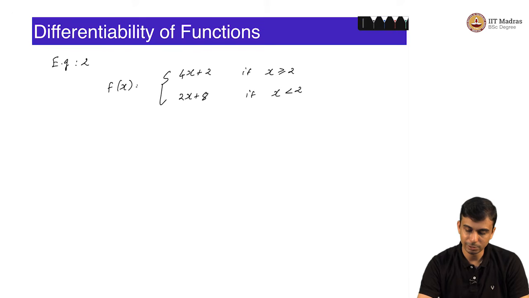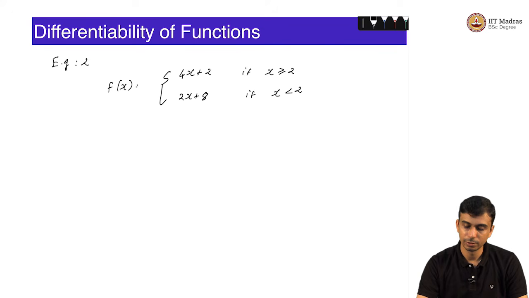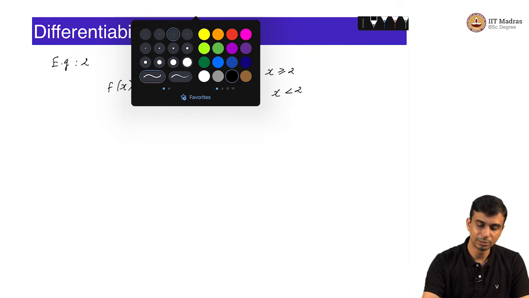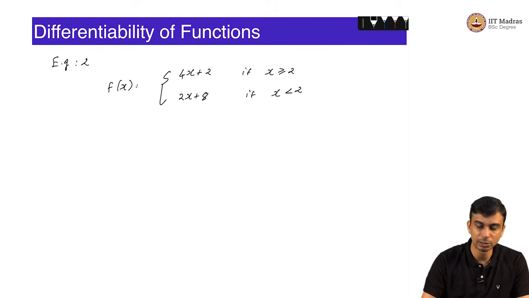Why is that? Because if you approach from the left, you get a limit of 12. If you approach it from the right, you get a limit of 10. So that means that f is not even continuous at x star equal to 2, which means that clearly it is also not differentiable at x star equal to 2.